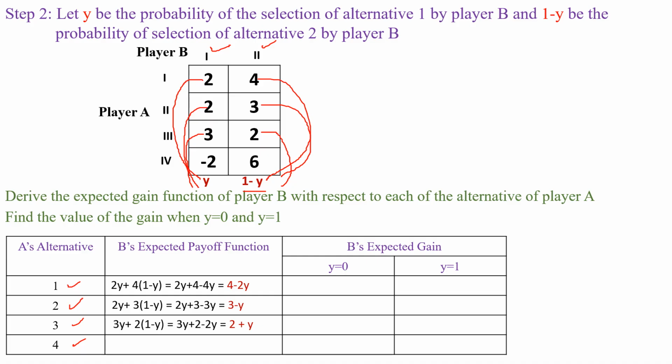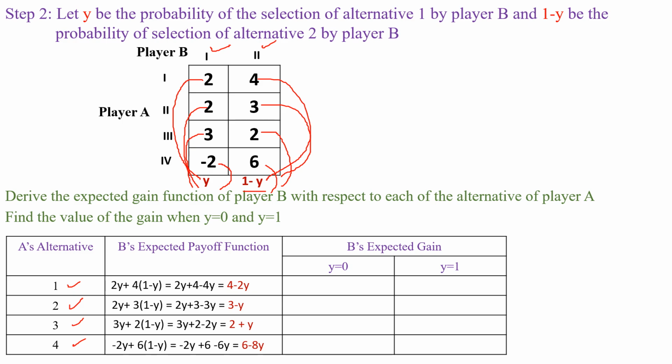So in the fourth row, B's expected payoff function will become the minus 2 into y plus 6 into 1 minus y, which is equal to 6 minus 8y. So next is B's expected gain values when y equal to 0 and y equal to 1.